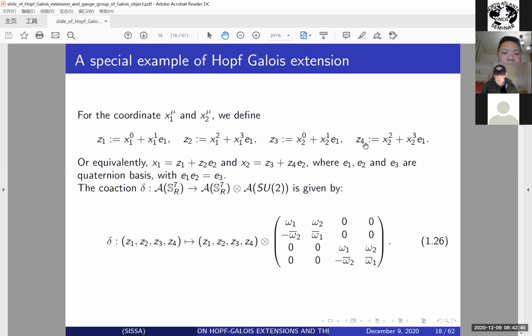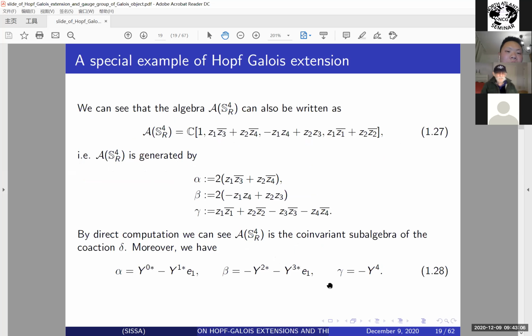And with the help of these new coordinates, we can then define the coaction from A of S7 to A of S7 tensor the Hopf algebra. This is given explicitly by 1.26. For example, delta of z1 is equal to z1 tensor omega 1 plus minus z2 tensor omega 2 bar. And we can also see this algebra can be generated by alpha, beta, and gamma in terms of z1. For example, alpha is equal to 2 times z1 z3 bar plus z2 z4 bar. And we can also see A of S4R is a co-invariant subalgebra under this coaction.